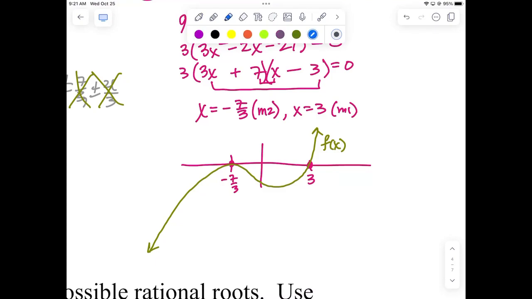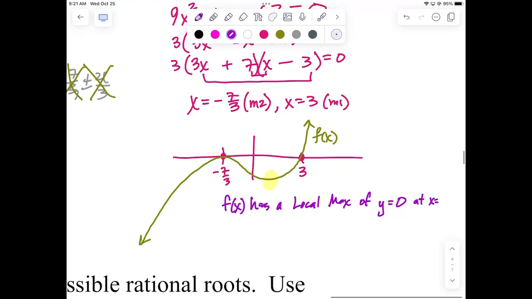Now, there is one thing that we would still desire, and that's the local minimum, but we can't do that unless we have a calculator or we know calculus. We do know the max. Let's go ahead and state that. I will always use a highlighter. F of x has a local max of y equals what? 0 at x equals what? Negative 7/3.